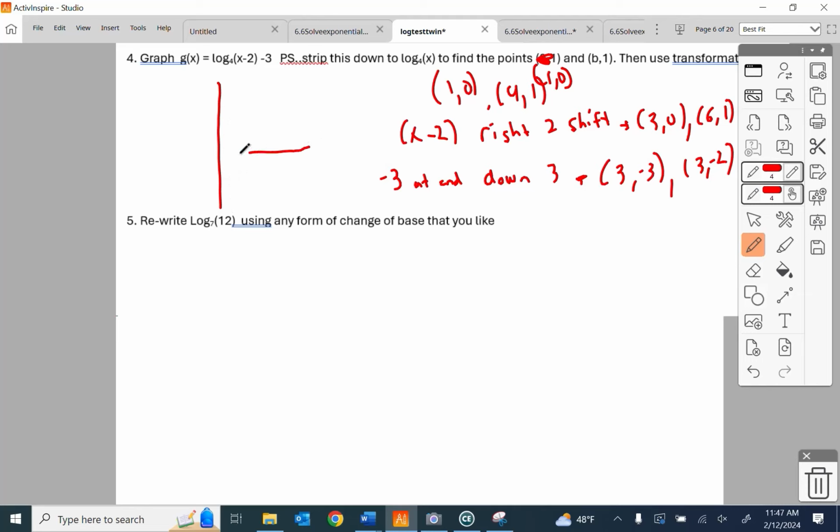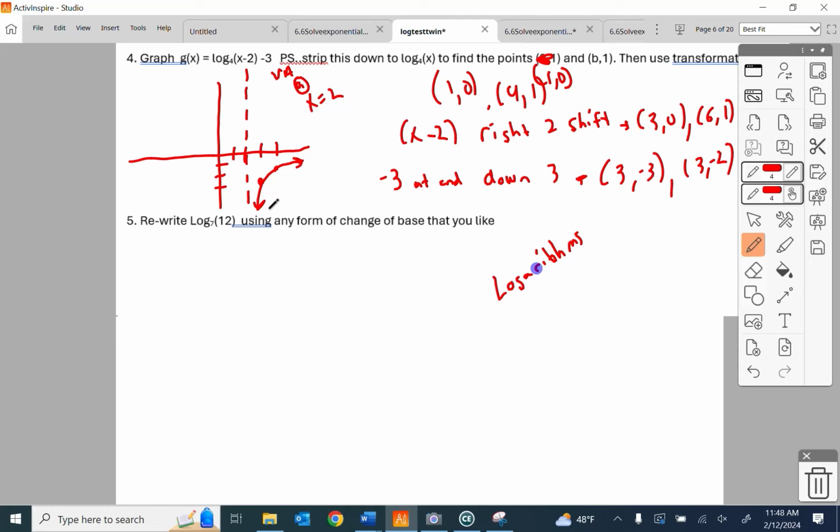Logarithms do have a vertical asymptote. There was a right 2. I'm going to draw that in. Your VA is at x equals 2. We will never cross it. We end up containing the point 3, negative 3 and 3, negative 2. And logarithms look like R's. That's what they look like. So I'm going to draw me an R. And I'm going to make sure I don't cross that line.